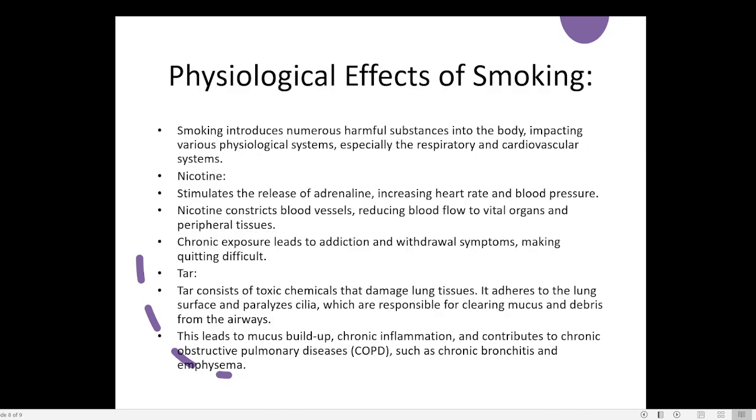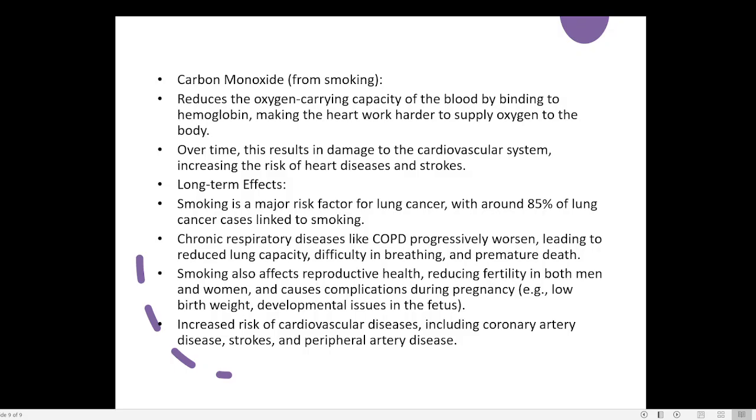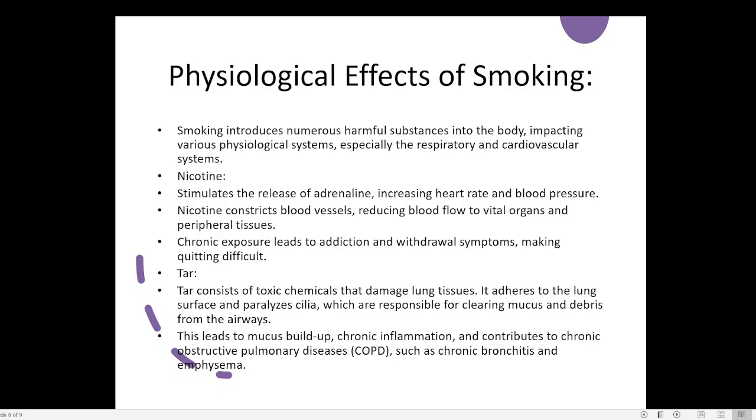Then we have one more topic, the physiological effects of smoking. Everybody knows smoking can cause a lot of damage to the lungs and also to most of the organs in your body. Smoking introduces numerous harmful substances into our body, impacting the physiological systems, especially your respiratory system and cardiovascular system. These are the two primary systems damaged by smoking. Smoke contains nicotine. What is the effect of nicotine? Nicotine stimulates the release of adrenaline, increasing your heart rate and blood pressure. That is the primary effect.